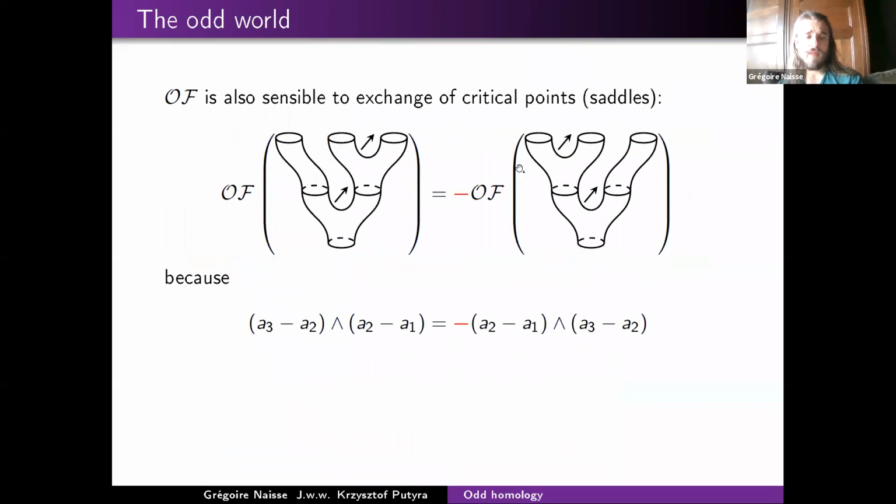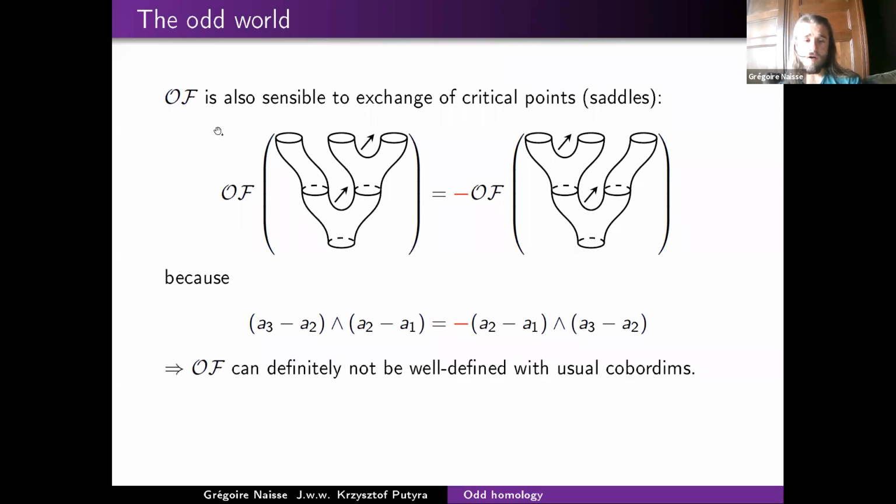Moreover, you can also observe that this functor is sensitive, sorry, it's a mistake, I think, to exchange of critical points. So, for example, here, if you exchange the heads of these two saddles like this, and you do the computation, because of this equation here, you will see that you get a sign. So this means that definitely OF is not a TQFT, because it is not even well defined with usual cobordism. And Ozsváth, Rasmussen and Szabó called this some kind of projective TQFT. But I think we can do better.